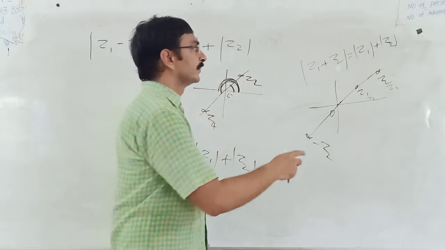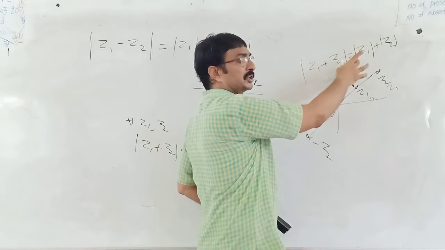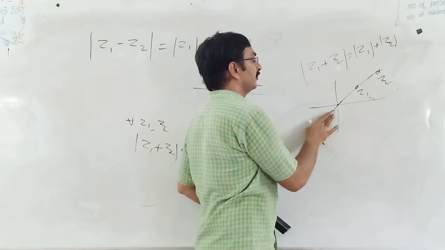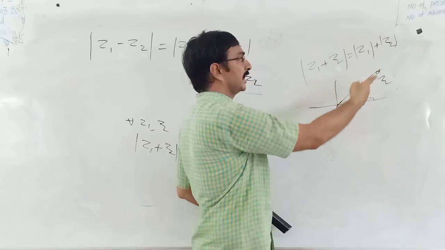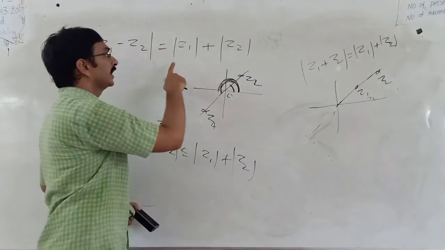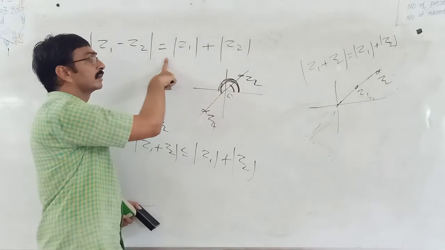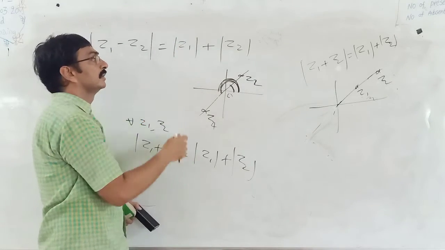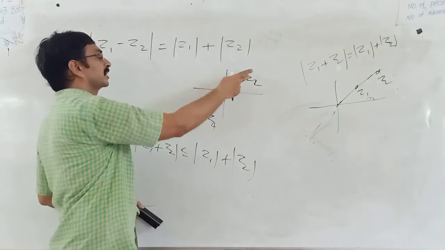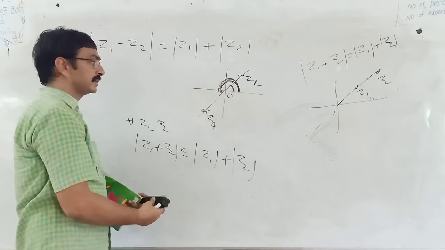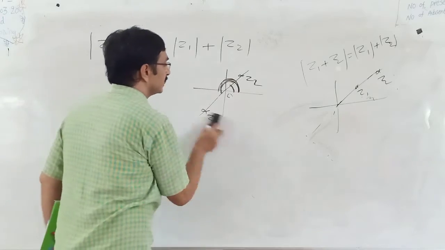And the second thing, the figure related to this one: Z1, Z2 are collinear with the origin and lie on the same side of the origin. And the figure related to this position of Z1, Z2, from this theoretical condition. In this case also Z1, Z2 are collinear with the origin but lie on opposite sides of the origin. So remember these three things.